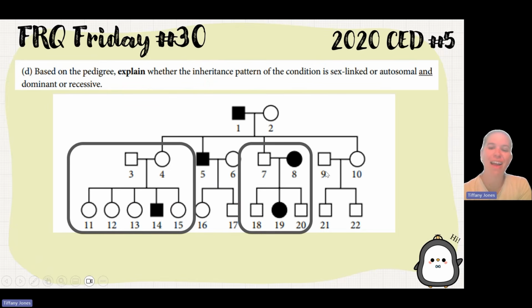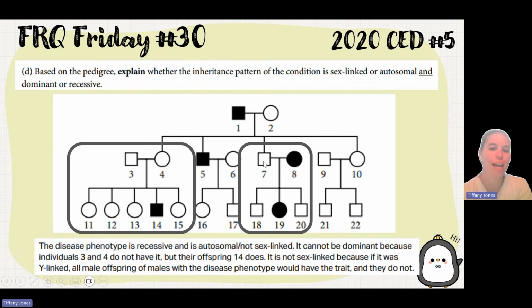And if I look here, I have number 7 and number 8. 8 is an affected female, 7 is an unaffected male. If it was sex-linked, there's no way you would have had an affected female down here because this one would have had to pass on that trait. So the disease phenotype is recessive and is autosomal, not sex-linked. It cannot be dominant because individuals 3 and 4 do not have it, but their offspring 14 does. It is not sex-linked because if it was Y-linked, all male offspring of males with the disease phenotype would have that trait, and they do not.